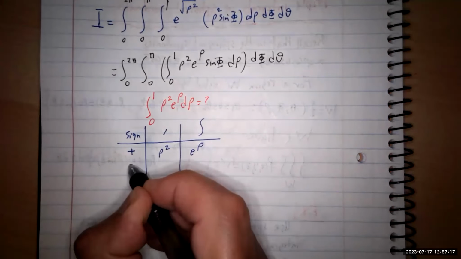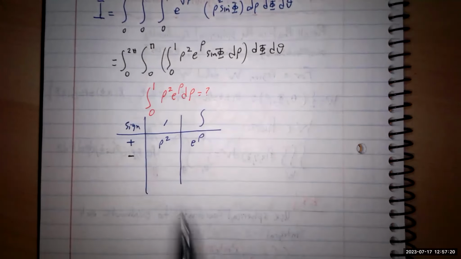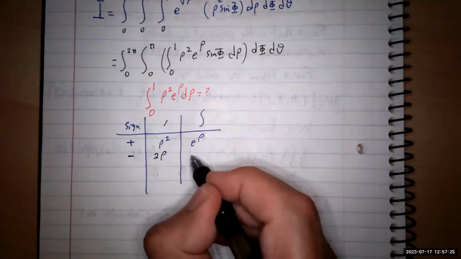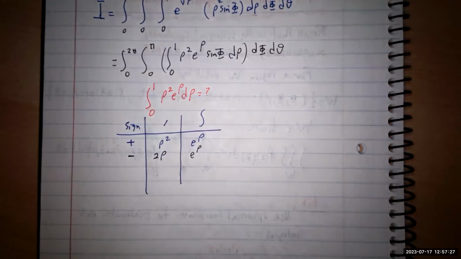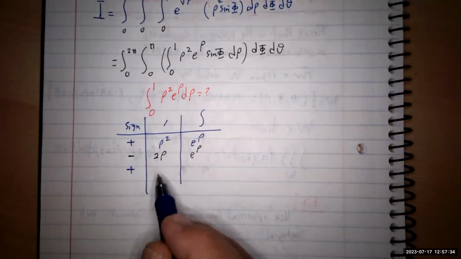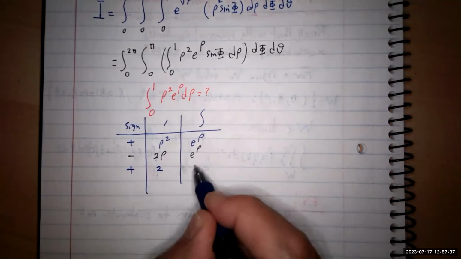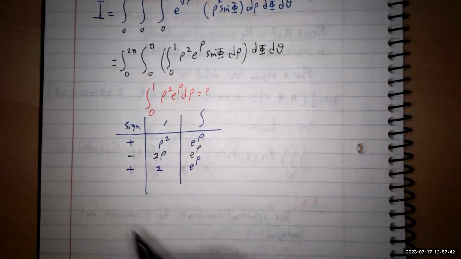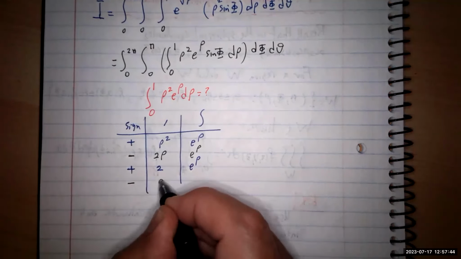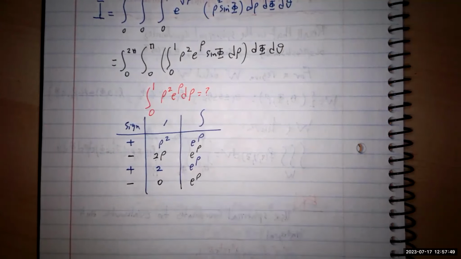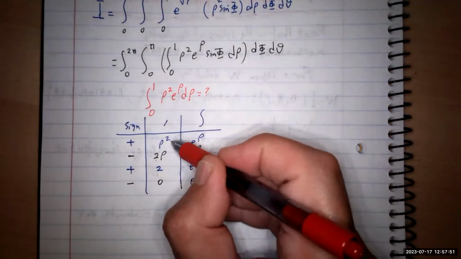Then you go to the next part. The sign would be negative. You differentiate the rho squared to get 2 rho. You integrate e to the rho to get e to the rho. You continue; you should go down to get the 0 here. So the sign would be positive, the derivative would be 2, and the integral of e to the rho is e to the rho. Once more, the sign is negative, the derivative would be 0, and the integral would be the same. Then you collect the information by cross multiplying. Say this is it.